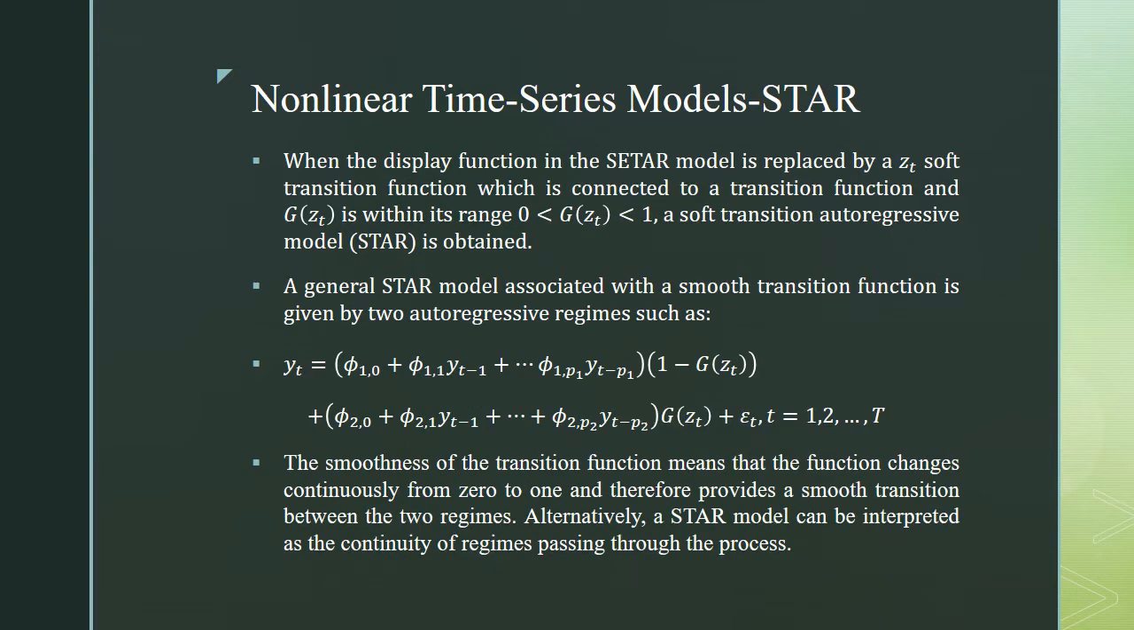Nonlinear time series models: STAR. A general STAR model associated with a smooth transition function is given by two autoregressive regimes. The smoothness of the transition function means that the function changes continuously from 0 to 1 and therefore provides a smooth transition between the two regimes. Alternatively, a STAR model can be interpreted as a continuum of regimes passing through the process.